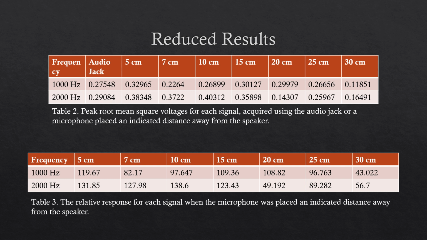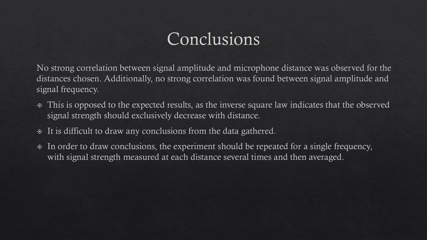Signal amplitude was predicted to exclusively decrease with increased microphone distance in accordance with the inverse square law, which states that each doubling of distance from the speaker should be met with a decrease in signal amplitude of 6 decibels. In practice, this states that the peak root mean square voltages should decrease as the distance between the speaker and microphone increases. As there was no strong correlation observed between signal strength and microphone distance where there was expected to be, there is doubt cast on the validity of the data. It is difficult to draw any conclusions from the sampled data.